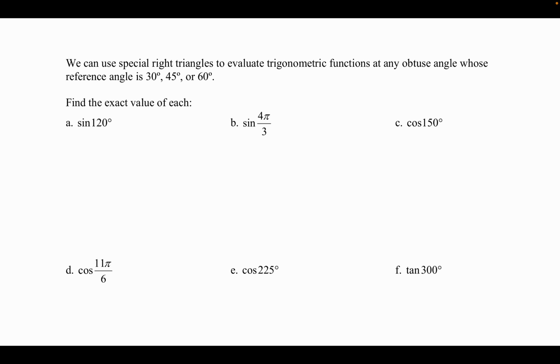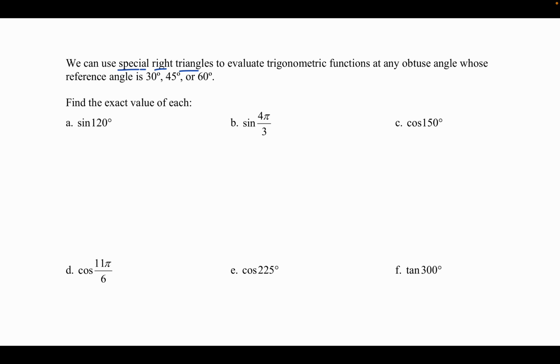All right, so the last thing for today is we're going to talk about how we can use our special right triangles to evaluate trigonometric functions at any obtuse angle, as long as the reference angle is one of those special angles, the 30 degree, 45 degree, or 60 degree. So we cannot find exact values for every single obtuse angle, but we can find exact values for them if their reference angle is one of these three.